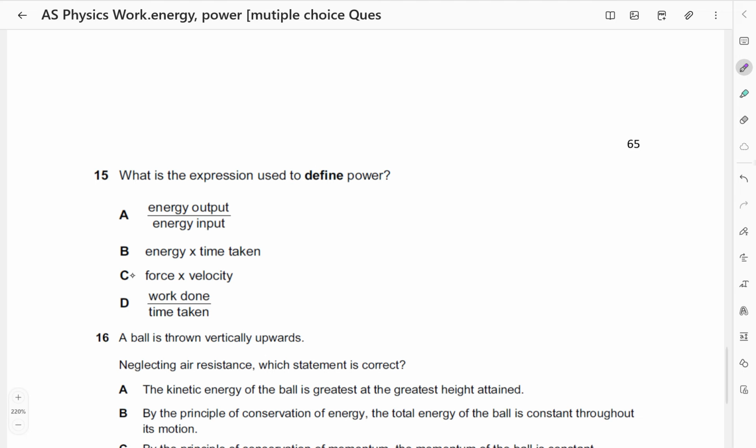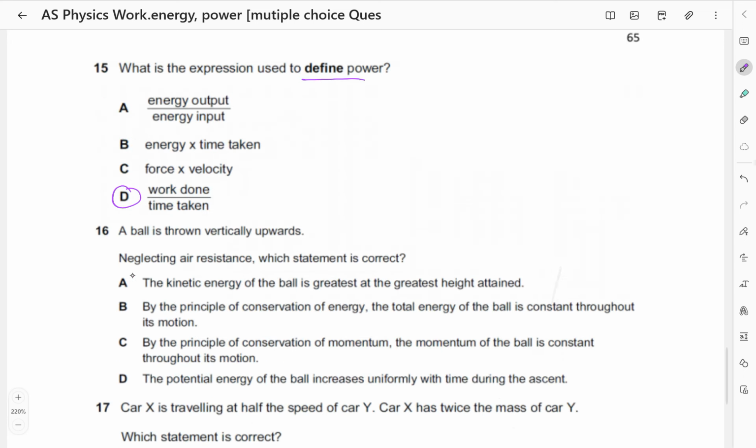What is the expression used to define power? Power is the rate of doing work, work done per unit time. So the answer is automatically D, without hesitation.